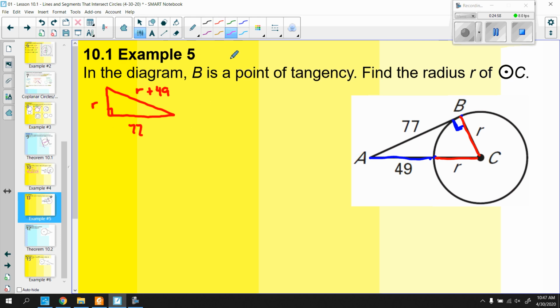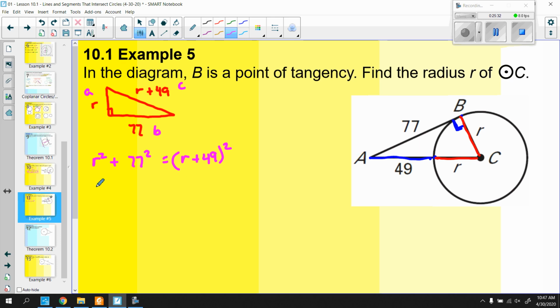We can use the Pythagorean theorem, but this is going to make things dicey. So follow along here with me on this. If I go a squared plus b squared equals c squared, this can be my a, this can be my b, this has to be c. So a squared, r squared, plus b squared, so far so good. So okay, I can do all that, equals c squared. This whole thing, r plus 49 squared. And right there is what's going to make this problem tougher.